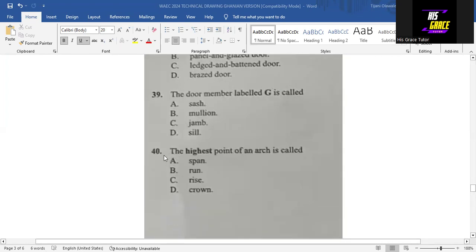Then question 40 says that the highest point of an arc is called rise. That is option C, the answer to question 40. So we have answered questions 1 to 40. The first 30 questions are on general geometrical drawing, while questions 31 to 40 are on building drawing. It's as simple as I've done it here. All you need to do is to practice. When you practice this, you surely get understanding and be able to answer all these questions as I've answered them.